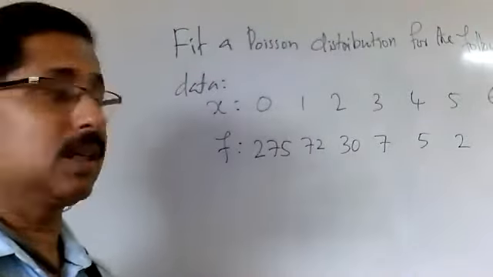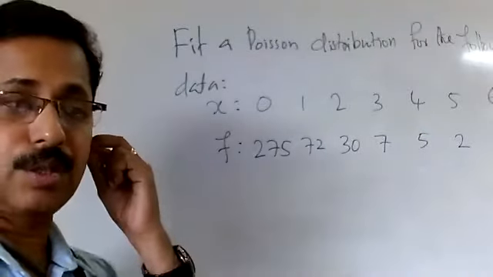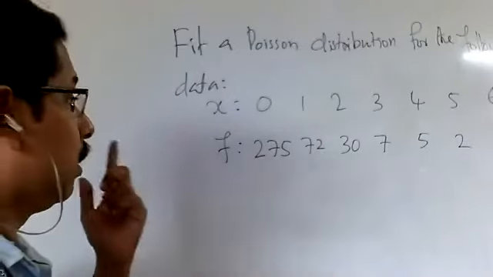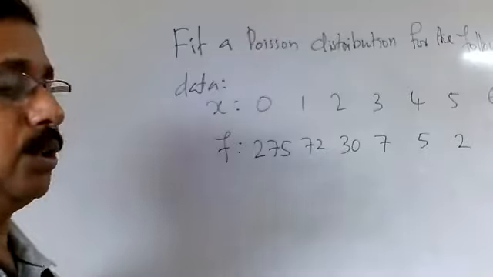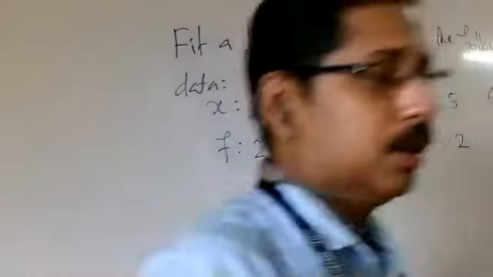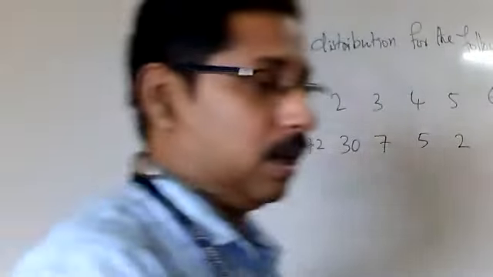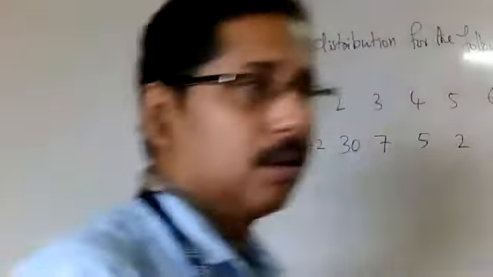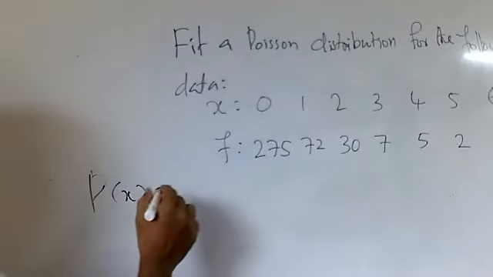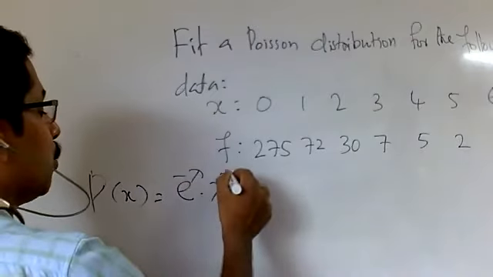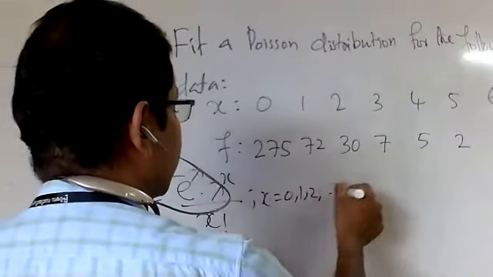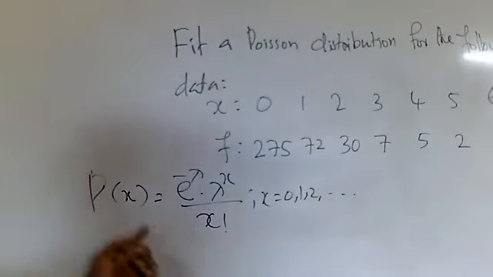Testing such a problem is called fitting distributions. Here we want to fit the Poisson distribution for this given situation. For that you have to know the PMF of the Poisson distribution. The probability that X equals x is e raised to minus lambda, lambda raised to x, by x factorial, where x takes the values 0, 1, 2, and so on. This is the PMF for the Poisson distribution.